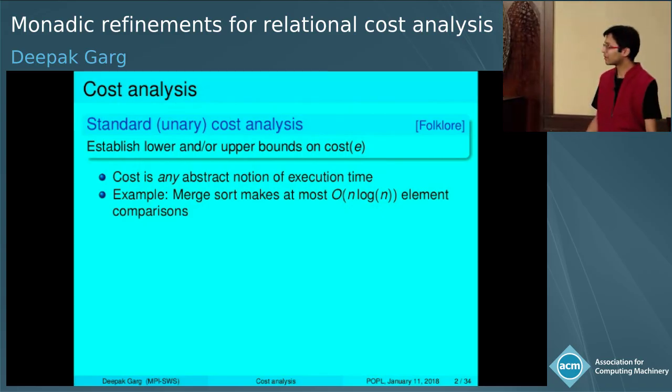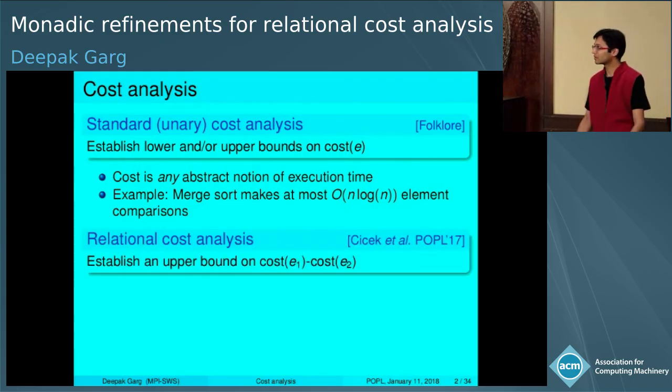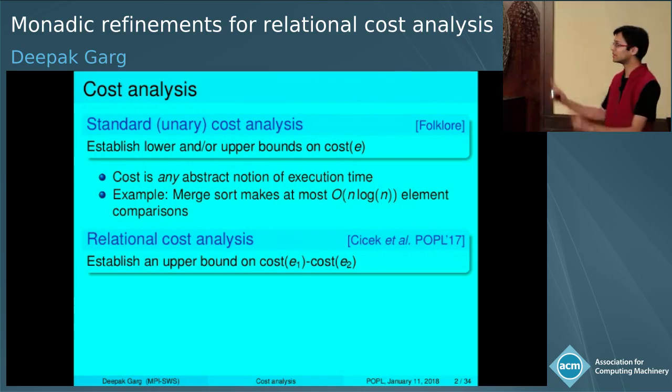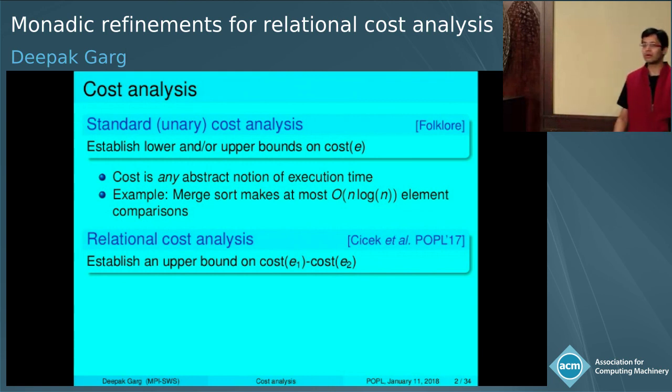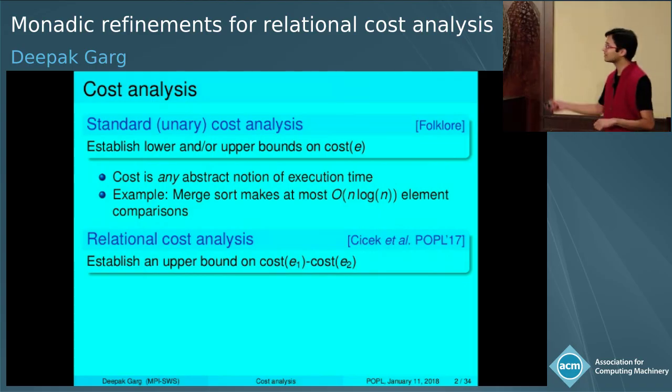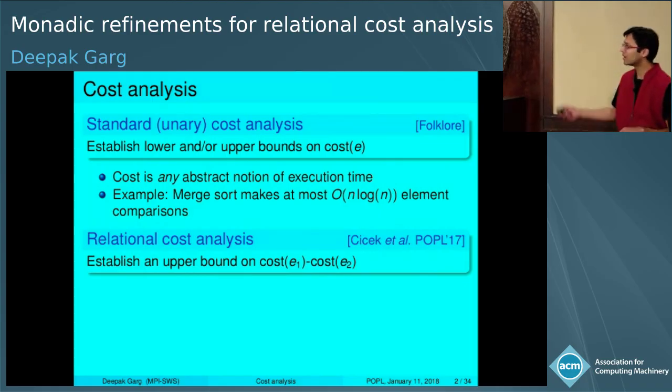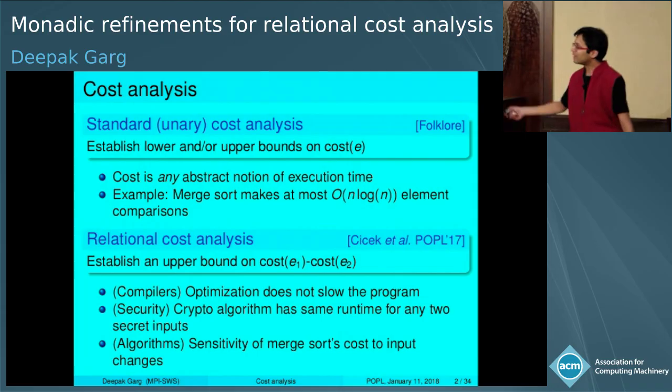A second related problem that we will be interested in is what we call relational cost analysis. So this is the relational or two-program version of the same problem. Here, the goal is to establish an upper bound on the difference in the costs of two programs, E1 and E2, that are somehow related. This problem has also appeared in literature every now and then, not as well studied as unary cost analysis. A systematic study of this was done in our work at POPL last year, where we presented a refinement type system for doing this. This problem has several applications.